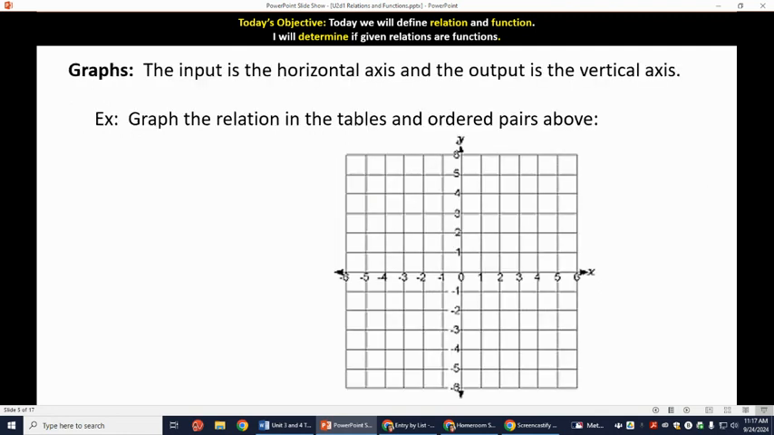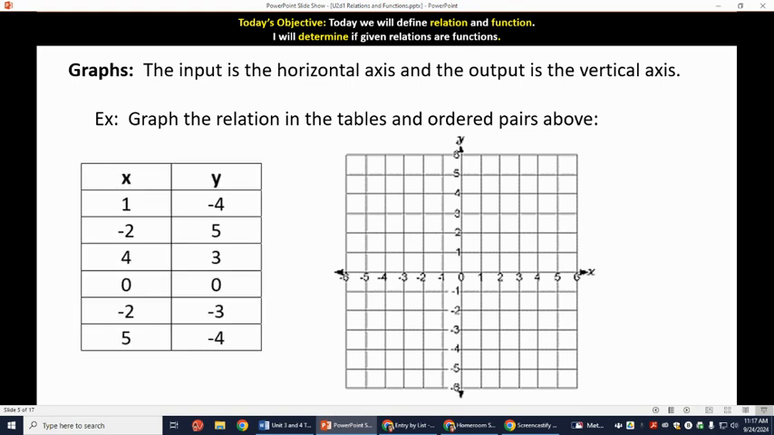So the next type, so we looked at tables, we looked at ordered pairs. The next thing we're gonna look at is graphing them. Your graph says the input, so those x values, is the horizontal axis, and it's labeled with an x right there. And then your output is the vertical axis, those are gonna be my y's, notice there's a y right there. Graph the relation in the tables and the ordered pairs above. So we've already taken the table, we've turned it into ordered pairs, now we're gonna graph them.